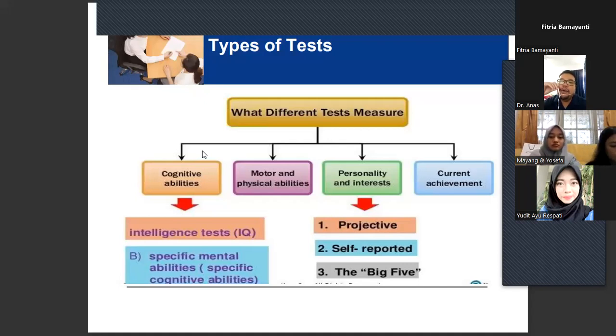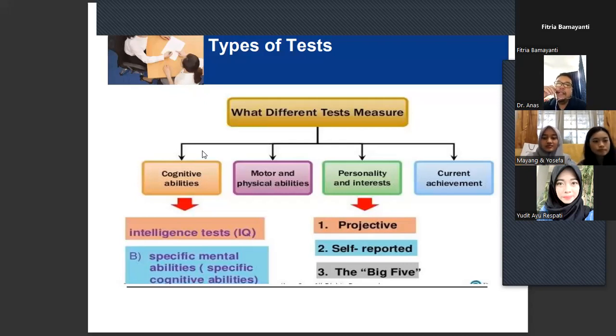They are asking about the personality, their test, okay, they test the candidate based on personality and interest and current achievement. So if it is the HOD, head of department level, they test for the cognitive abilities, like the mock teaching, if they're interested to be a lecturer, okay, and then also the motor and physical abilities.